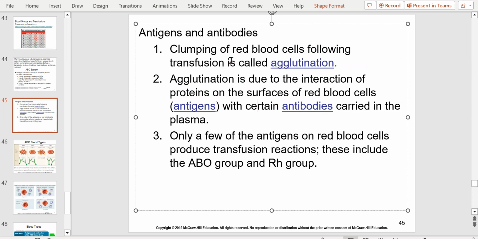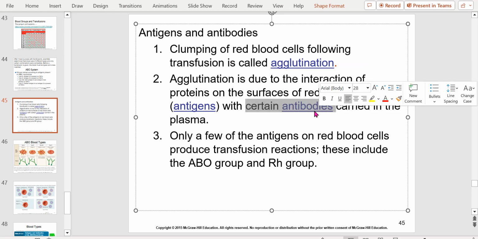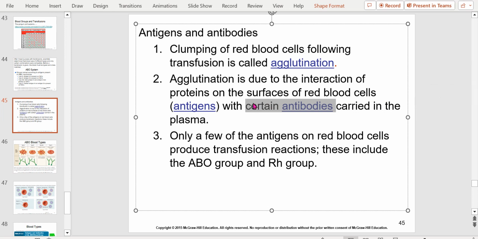If you put somebody else's blood inside of you, these antibodies will recognize that this blood doesn't have the right antigens. It doesn't have the right glycoprotein, so by the process of elimination, it must be a foreign invader and it has to be taken down and turned into jam: agglutination. Only a few of the antigens on RBC cells produce transfusion reactions. These include the AB group and the RH group.